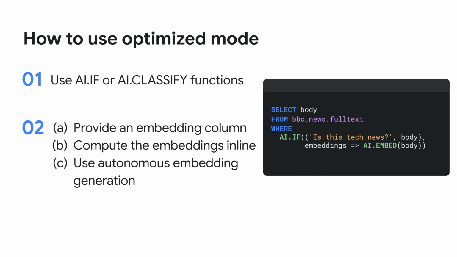BigQuery triggers optimized mode automatically for supported AI functions like AI.IF or AI.CLASSIFY. You can pass data embeddings as a function parameter, or if you are using autonomous embedding generation, BigQuery will find them and optimize the job for you without any extra code.